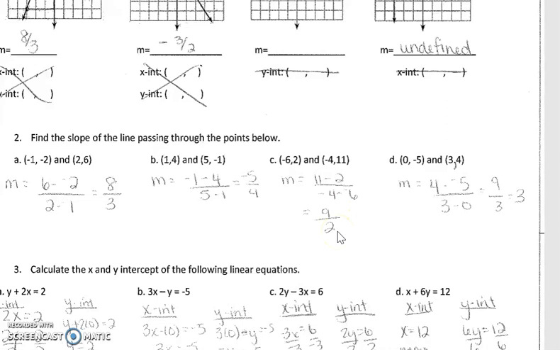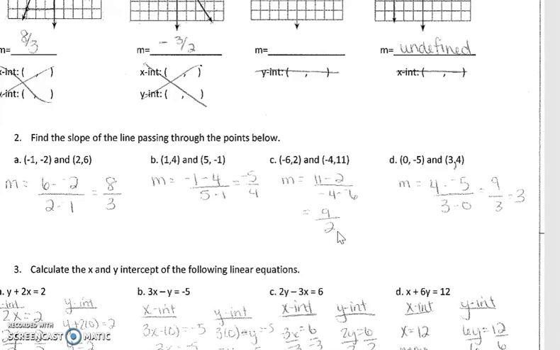Rising or falling? I hope you answer that would be rising. Last one on there, you're going to do y2, so that's 4, minus y1, so that's negative 5. So negative 4 minus a negative 5, two negatives make that a positive. So 4 plus 5 gets you a 9. On the bottom, 3 minus 0, so 3 minus 0 is 3. 9/3, you reduce or divide to get you a positive 3.